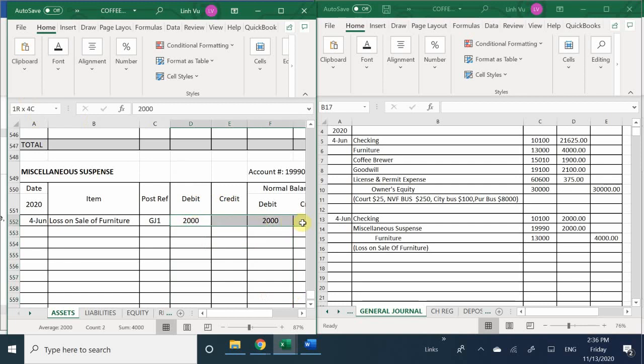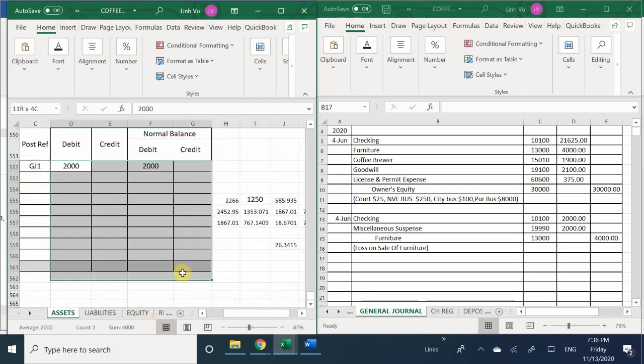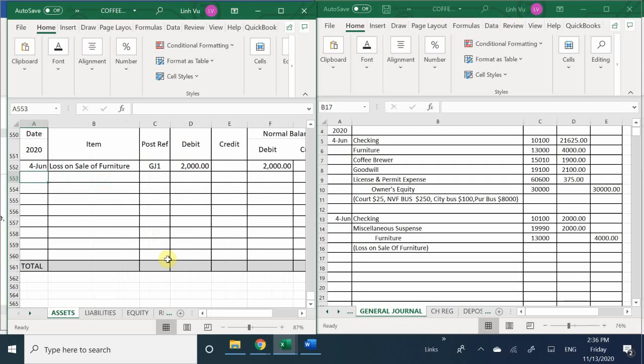And I'm going to highlight everything. There you go. I'm going to reformat it to comma style, so you can see the little pennies. So there is my miscellaneous expense. I now have a running balance of $2,000.